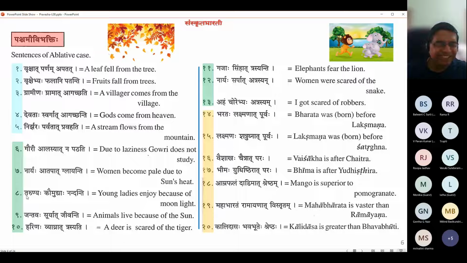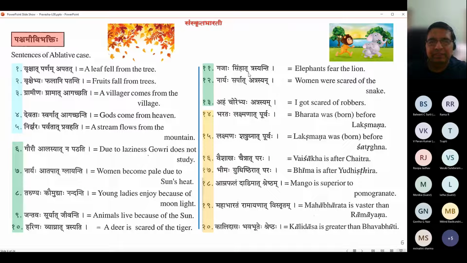Continue, sir. Tarunyah kaumudyaha nandanti. Young ladies enjoy because of moonlight. Jantavah suryat jivanti. Animals live because of the sun. Harinah vyagrat trasyati. A deer is scared of the tiger. Excellent. Three more you read off to conclude the section, then we will comment on it.